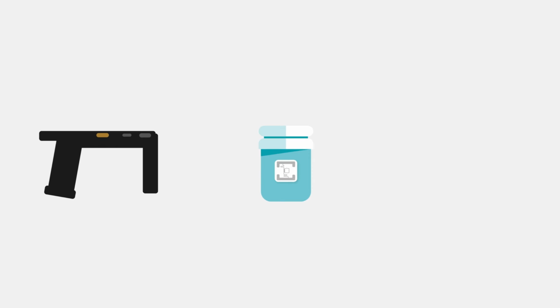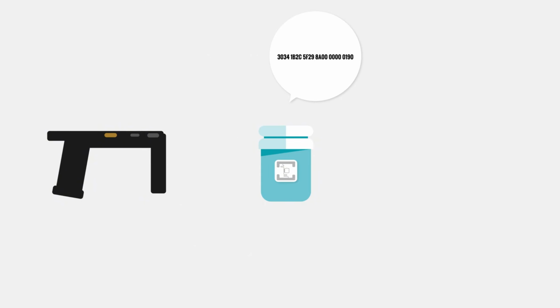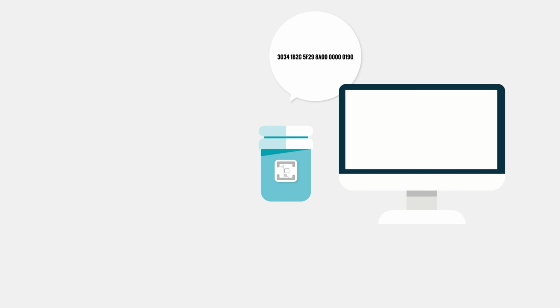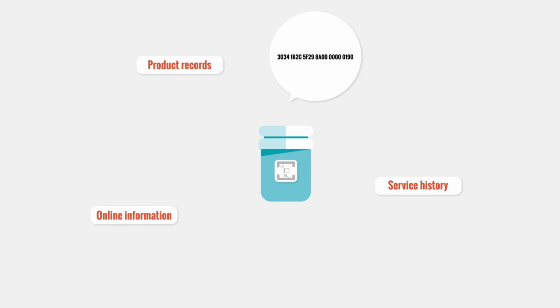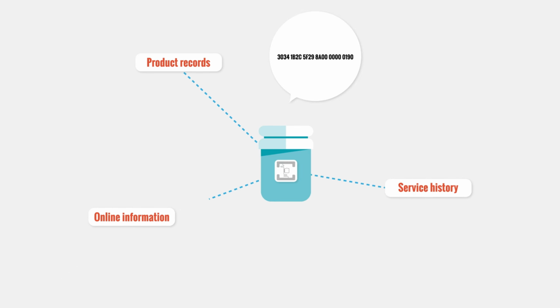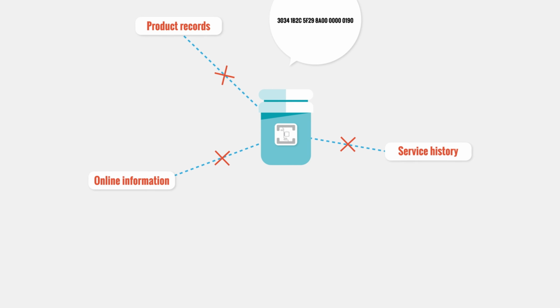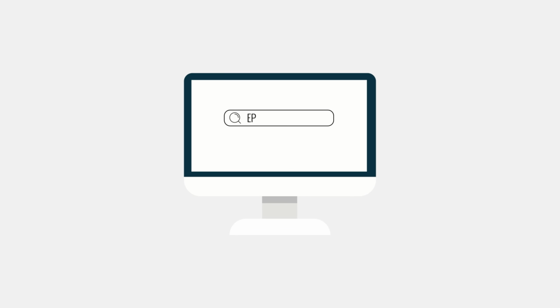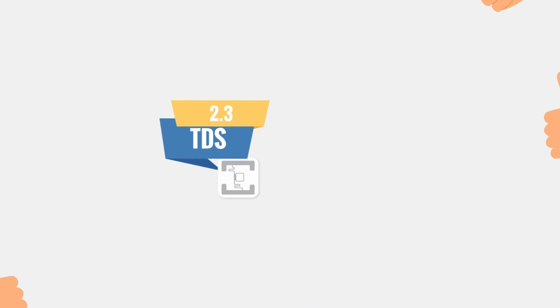In the past, an RFID label could identify an item through EPC data. It worked like an ID number, telling the system which item it was. But this ID did not work like a web link. To connect it with product records, service history, or online information, companies usually needed extra system mapping. TDS 2.3 makes this connection easier.